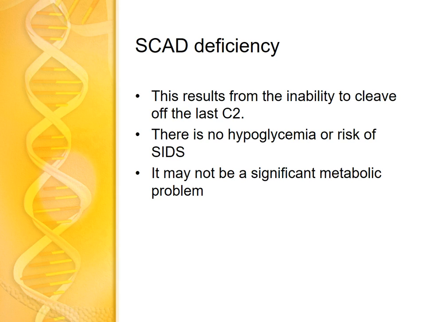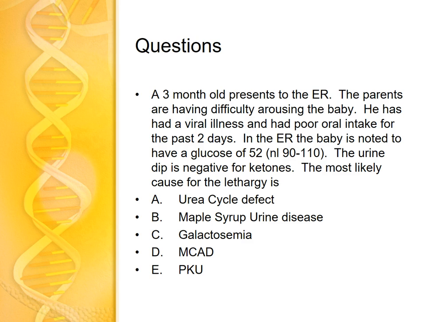SCAD, as I said a little bit earlier, is the last step going from C4 to C2. Actually, C4 to 2 copies of the C2s. And there's really no hypoglycemia, no real risk of SIDS. It may not be a metabolic problem, but it's still talked about. When we have a baby with an abnormal newborn screen, we still have them come in to be monitored.